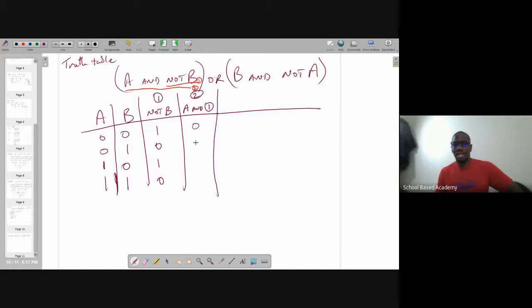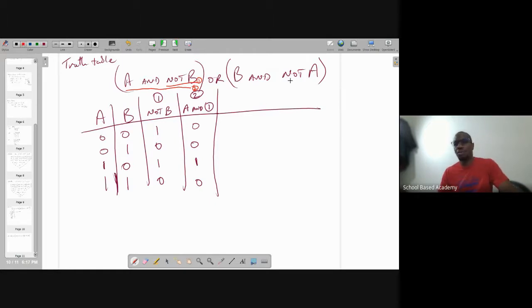0 and 0 will give us 0. 1 and 1 will give us 1. And 0 will give us 0. So we've evaluated that first bracket out. And now we have to evaluate the second bracket.